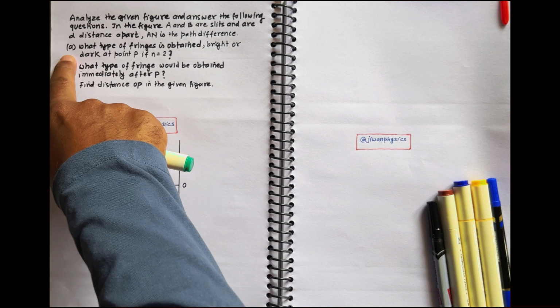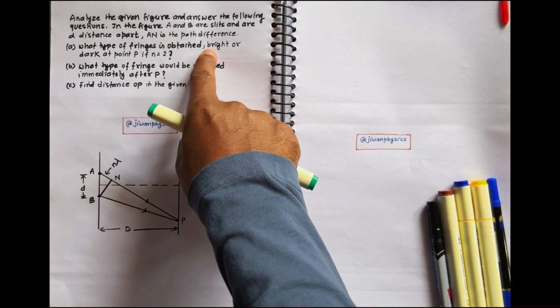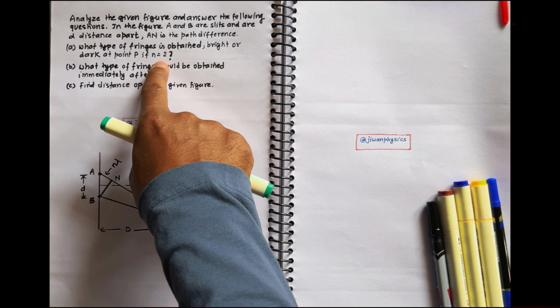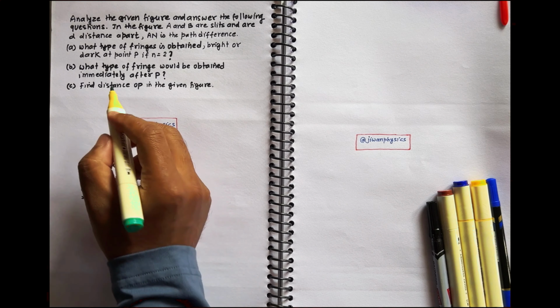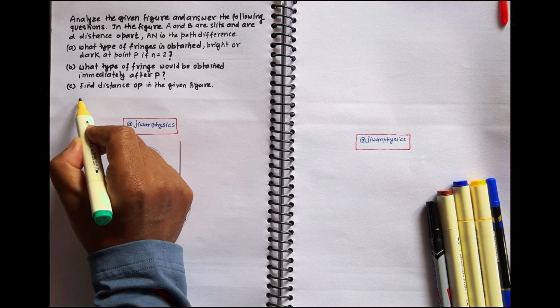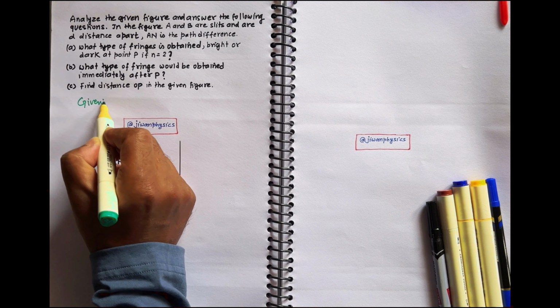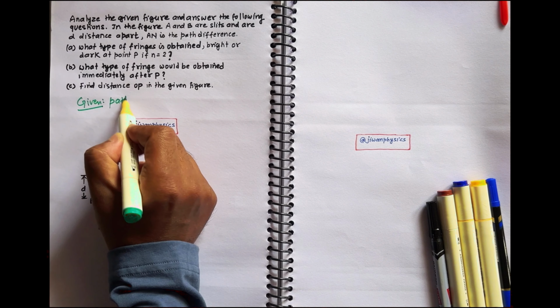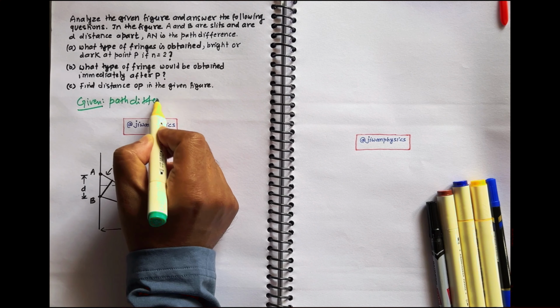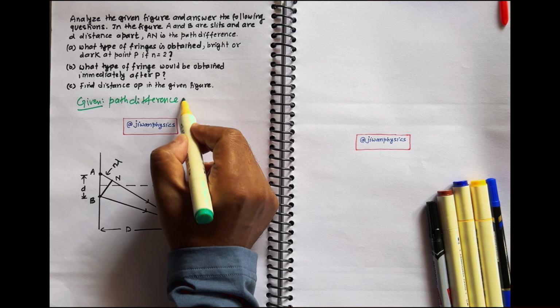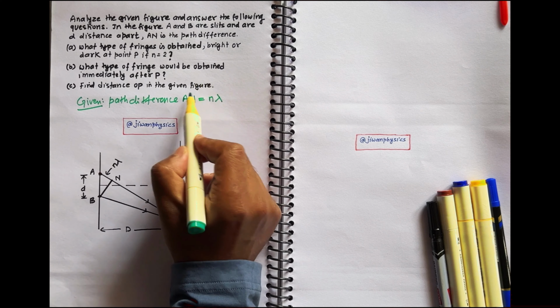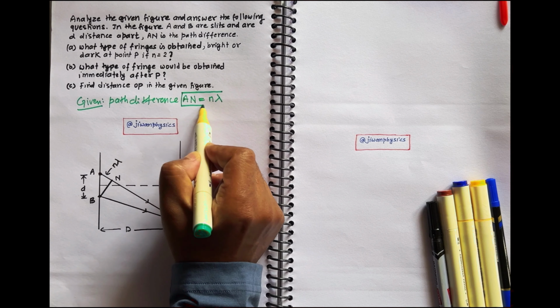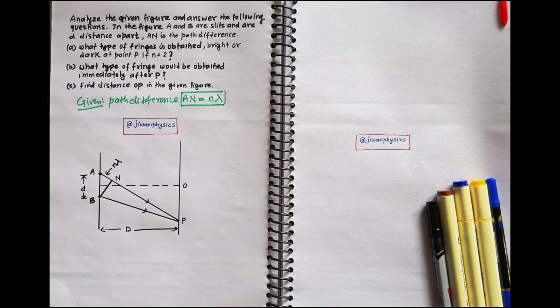So question A, what type of fringes is produced, bright or dark, at point P if n equals 2? So in this question, we are provided with the path difference. So I'm writing over here, given path difference An equals n times lambda. So this is to be noted, and this is the concept of this problem.